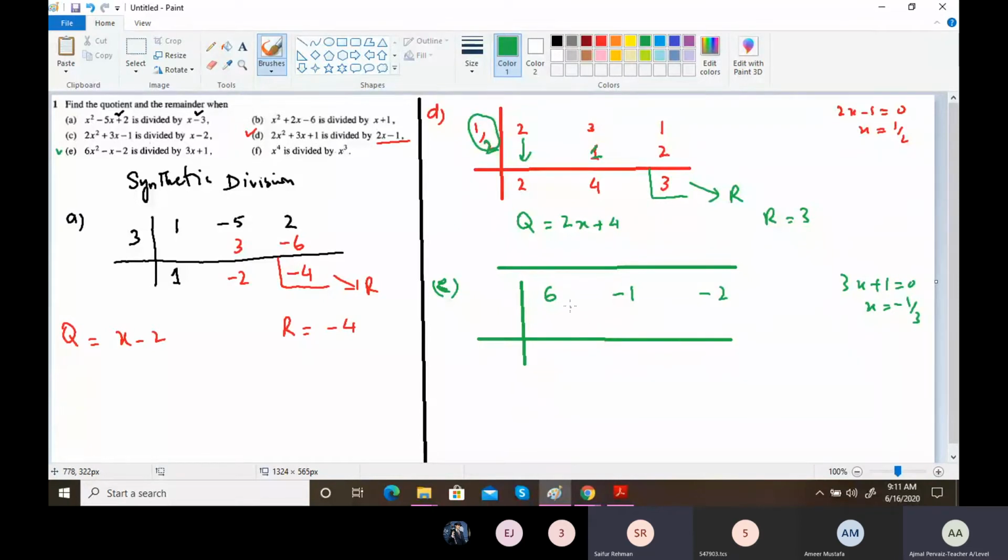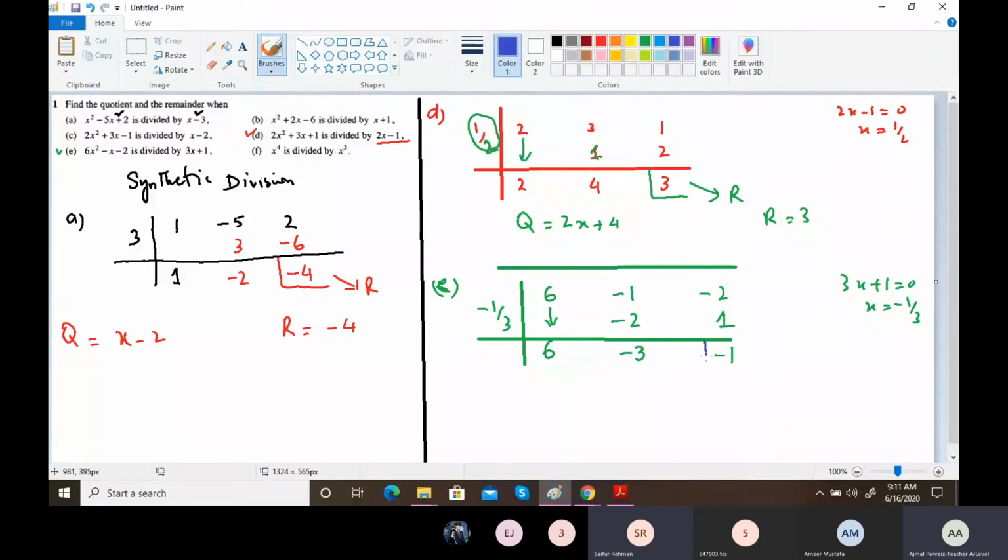x equals -1/3. So this number will be dividing it. So what do we do? The first number comes down as it is, right? Now -1/3 multiplied by 6 gives you what? -2. Good. Add them. -3. Now -3 multiplied by -1/3, what comes? 1. Add them. -1. Okay, you are done with it.